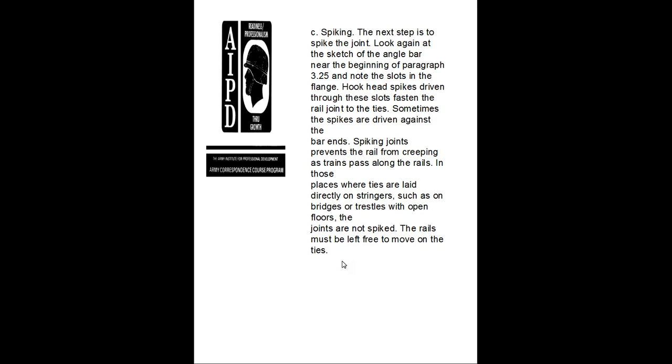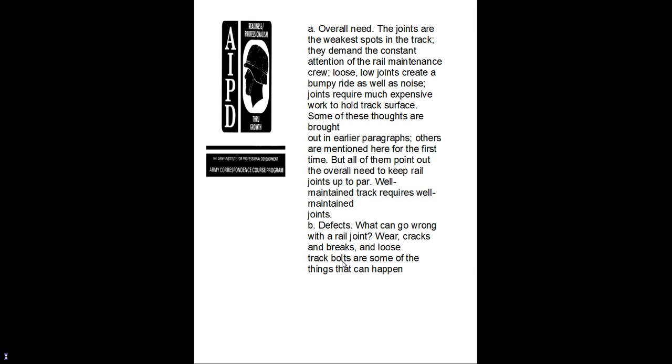Spiking the joints prevents the rail from creeping out in the direction of train travel along the rails. In those places where the ties are laid directly on stringers, such as on bridges, trestles, or with open floors, the joints are not spiked. The rail must be left free to move on the ties.